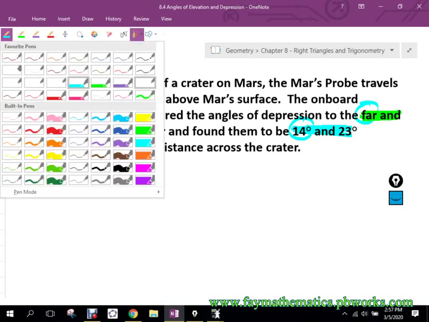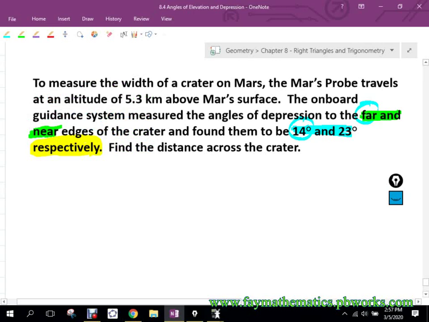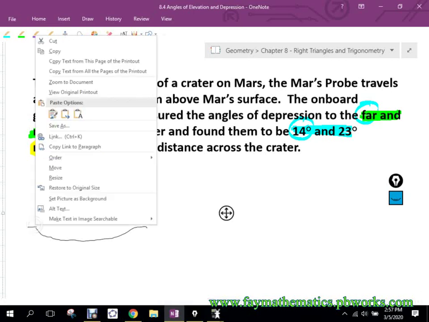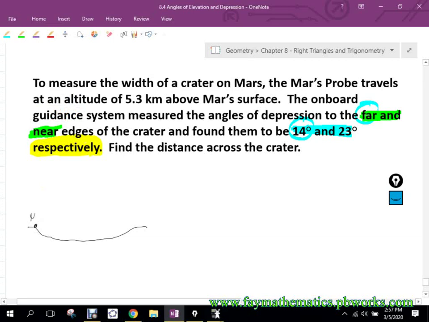So let me draw a quick picture here. We're not going to do all of the math here, but I want to make a comparison of how people may interpret these. Let's say this is the near edge, and this is the far edge, and I'm trying to find the distance across. Let's say my probe is right there. So the line of sight to the near edge would be there, and the line of sight to the far edge would be there. Is that okay with everybody?